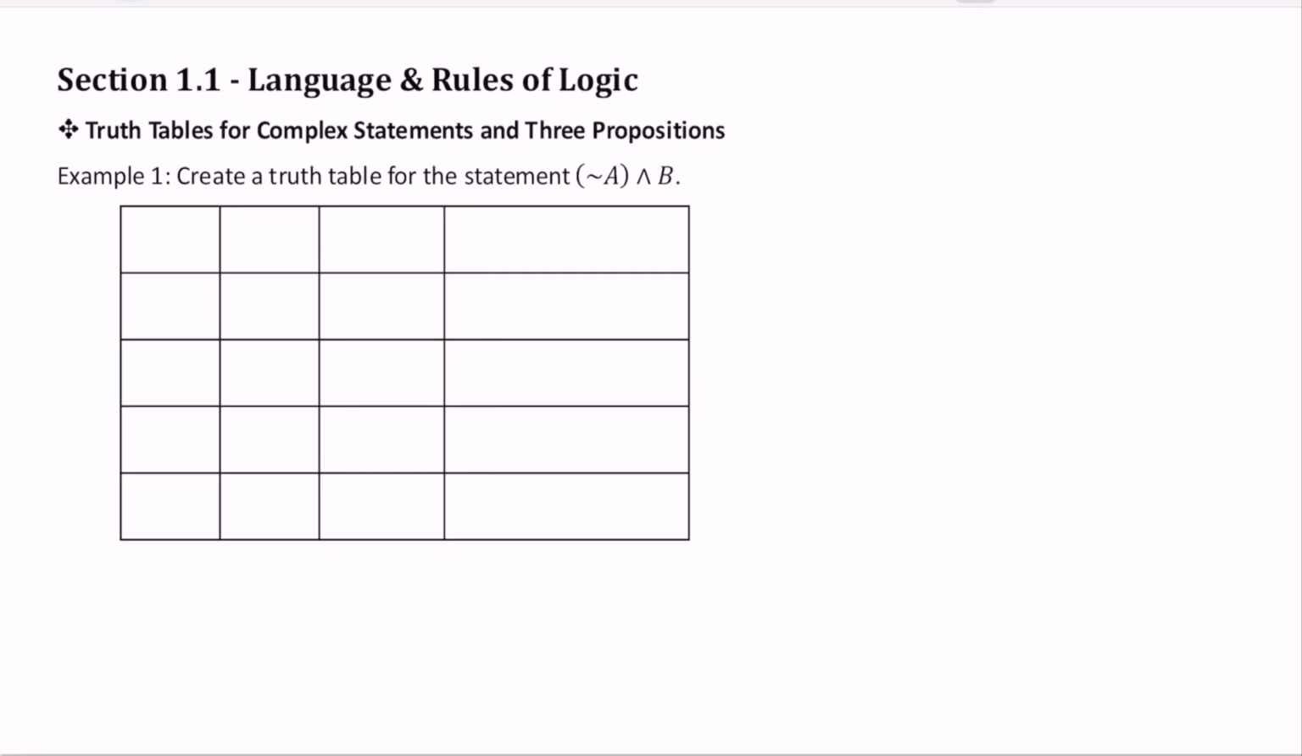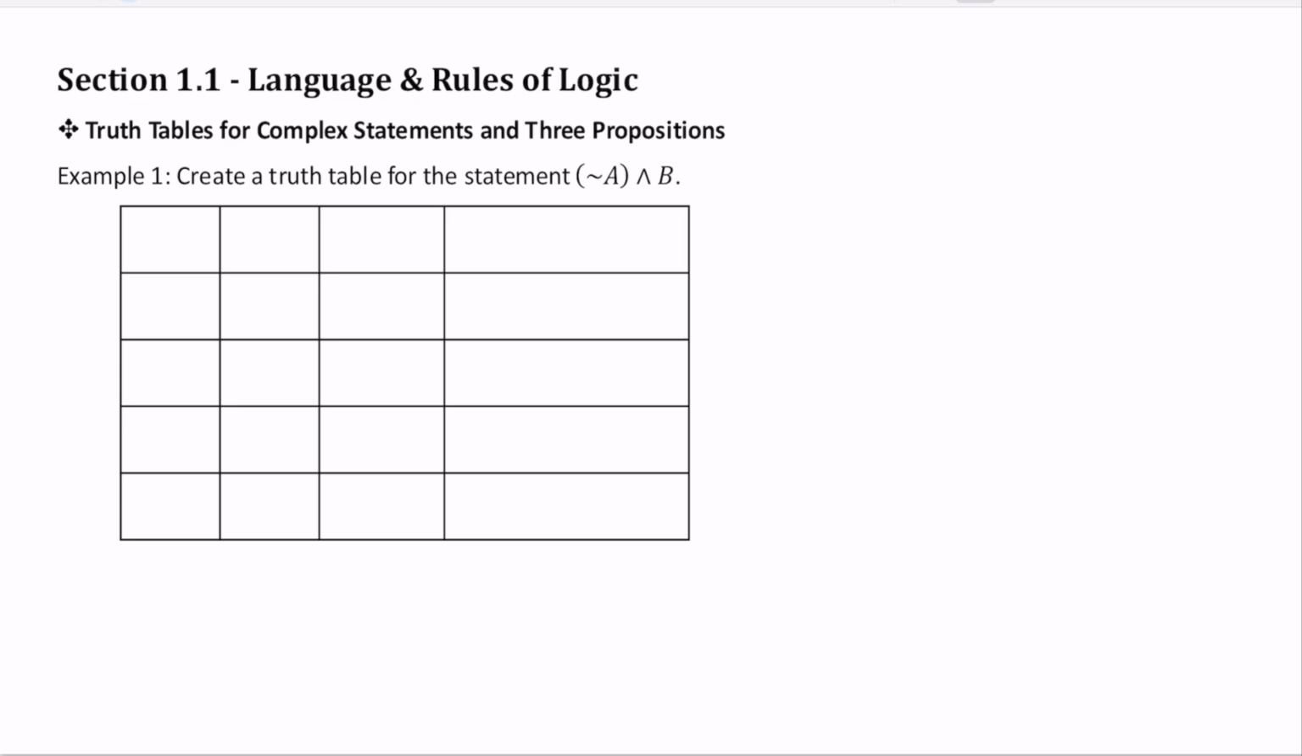In most cases, when a truth table is needed, it is for a complex statement. For example 1, we will create a truth table for the statement not A and B. The parentheses are around not A so that we know the negation is for the A and not the whole statement. Completing a complex truth table uses a similar concept as the order of operations. We want to think about what order to complete the truth table.